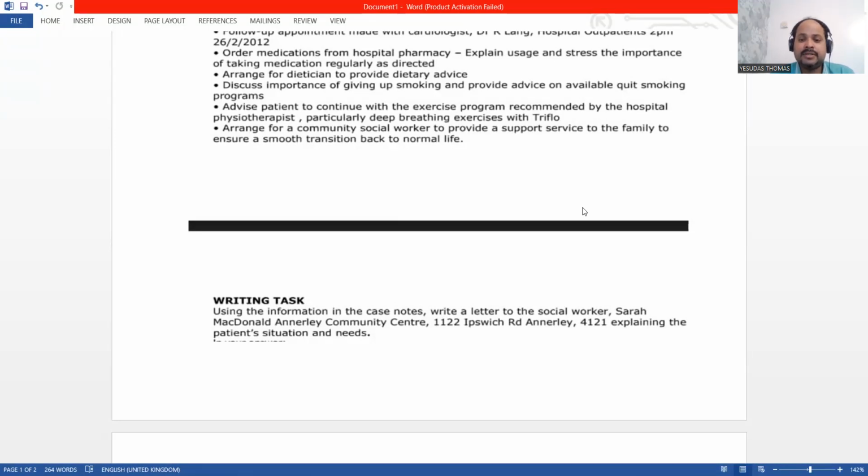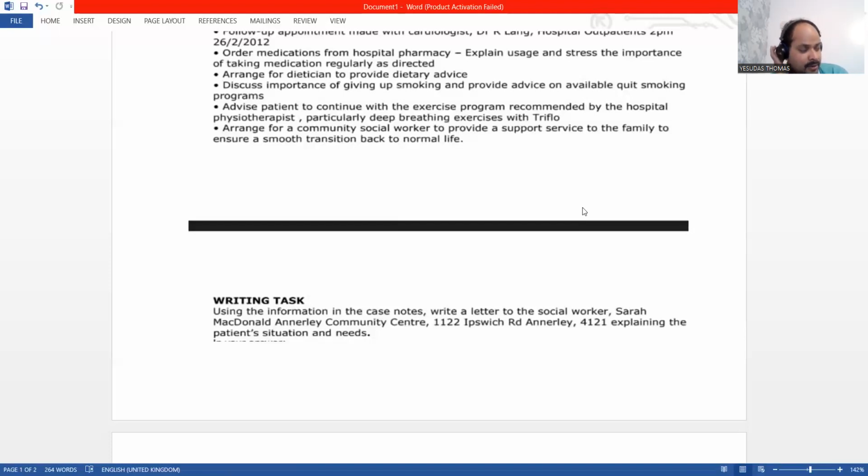today. So this letter is written to a social worker, so it's not a person who is primarily dealing with the patient's medical care. So we are going to write a letter to the social worker, and the name of the social worker is Miss Sarah McDonald at Annerley Community Center, 1122 Ipswich Road, Annerley, 4121, explaining the patient's situation and needs.